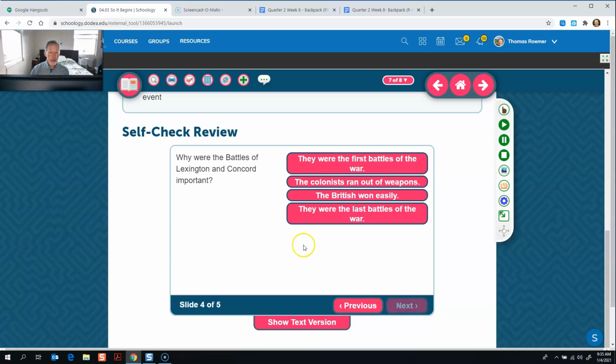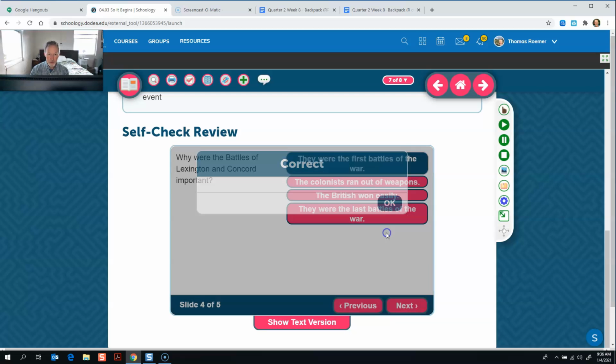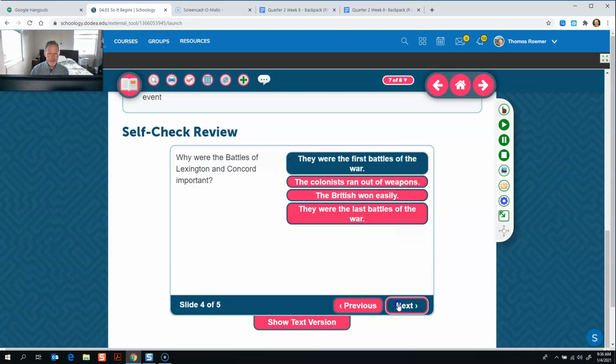Why were the battles of Lexington and Concord important? They were the first battles. The colonists ran out of weapons? I don't believe so. The British won easily? I don't think they won easily. I believe the colonists lost, but it was a tough battle. Were they the last battles? No, they were not. They were the first battles. They showed that the colonists were willing to fight.